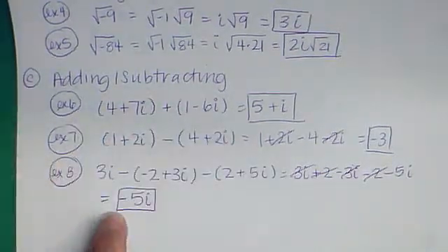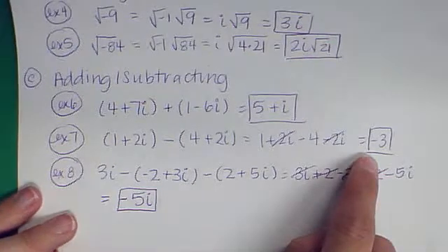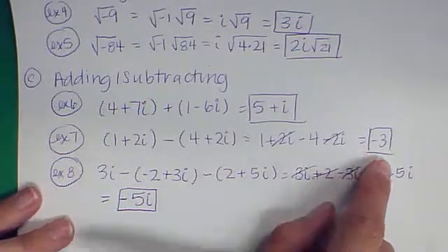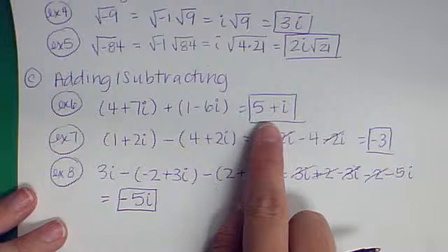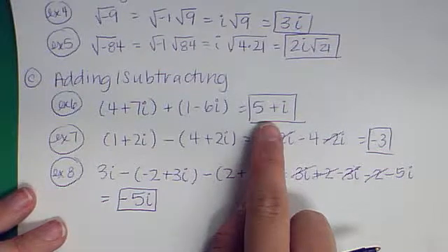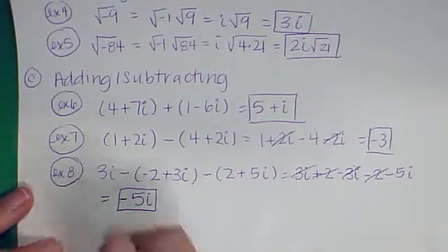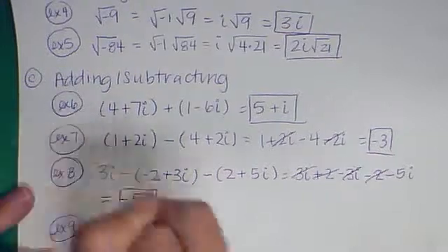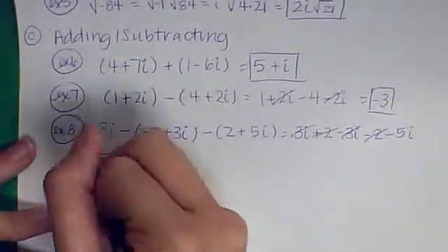Notice that there is no real part to that solution. In this one, there was no imaginary part to that solution, and in this one, there was both, which is why we wrote it in a plus bi, or standard form. Let's try one last example that you might come across in your homework.